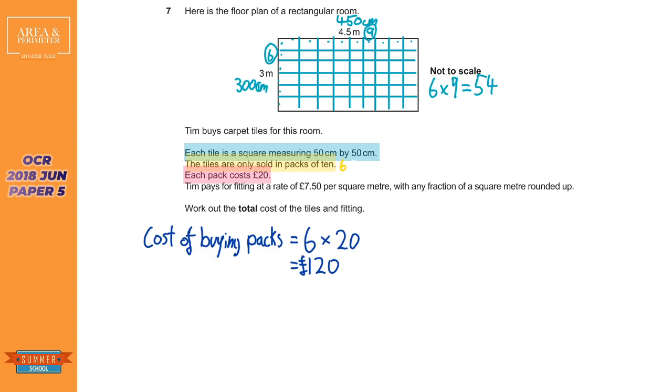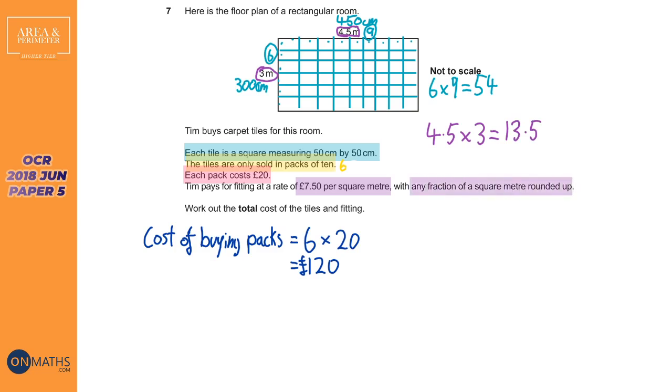But we've got to pay a person to come in and fit them, and this person charges £7.50 per square metre. So to work out how many square metres we have, which we haven't worked out so far, we're going to get that 4.5 metres there and the 3 metres there. We're going to multiply them together. So we do 4.5 times 3. And this is a calculator paper, so I might as well use a calculator for at least part of this. And that gives me 13.5. But the question says any fraction of a square metre is rounded up. So we're going to have to round that up to 14.